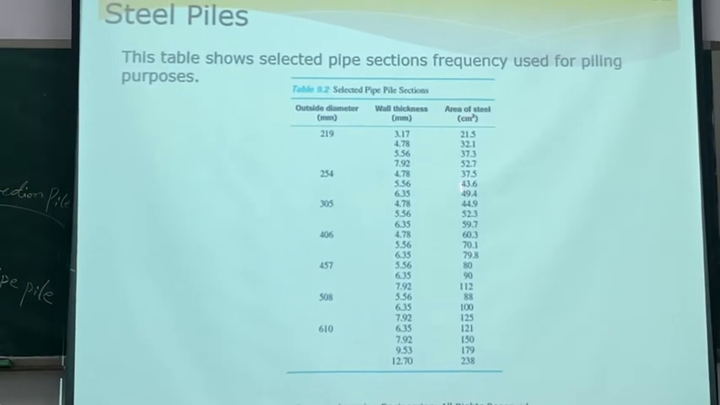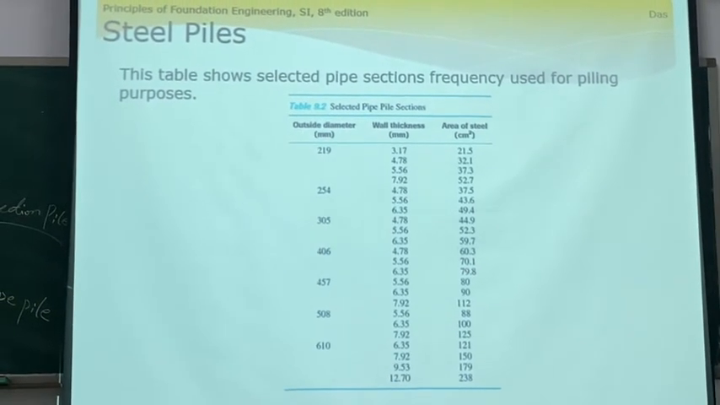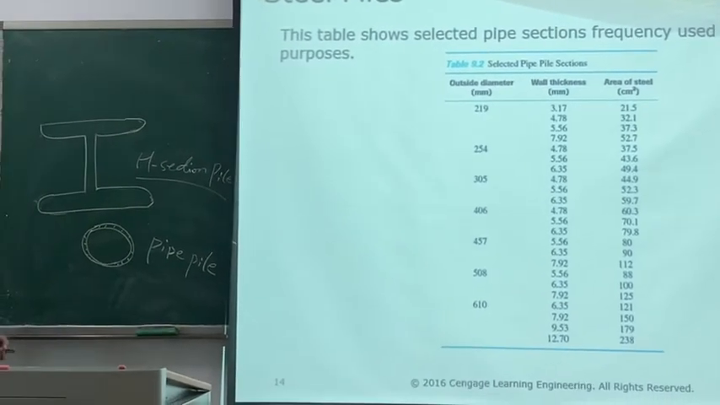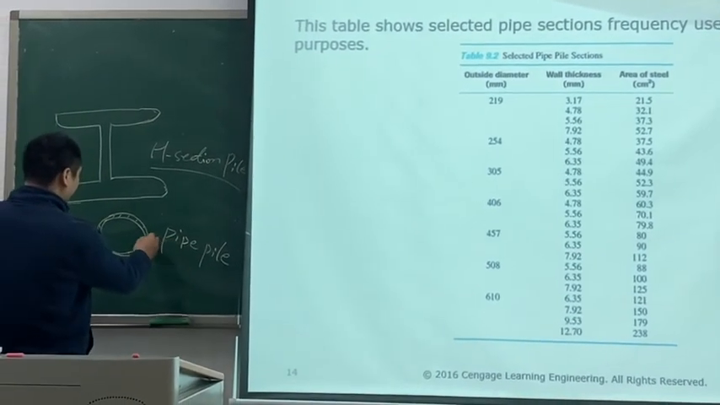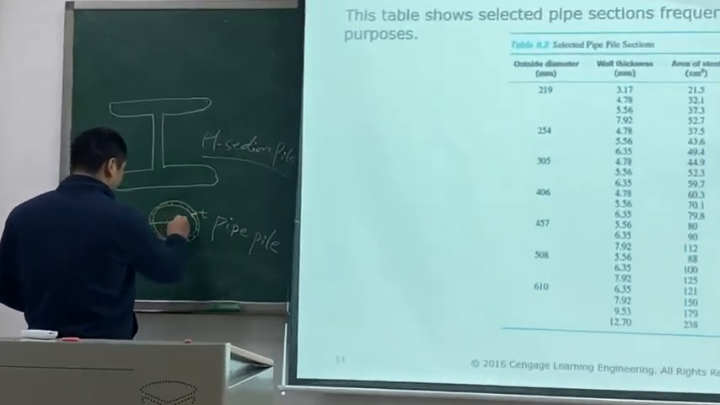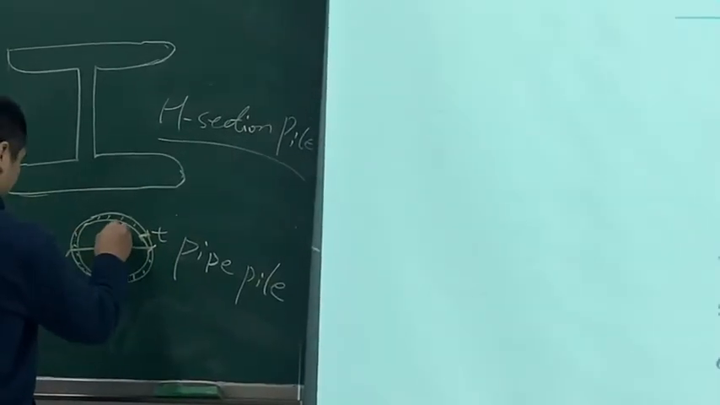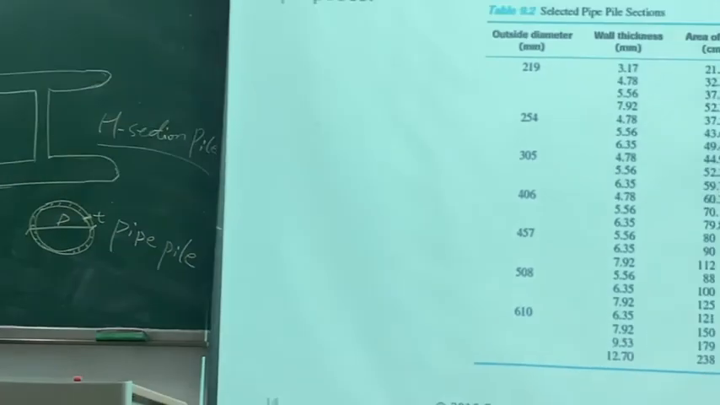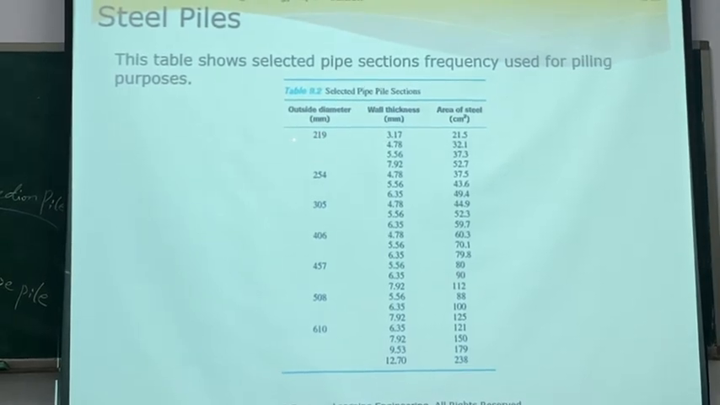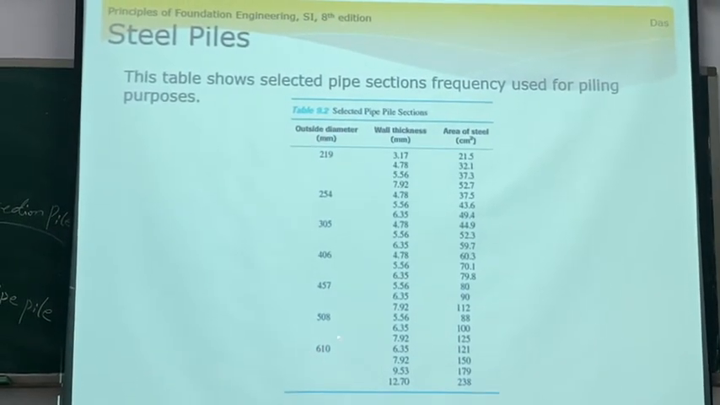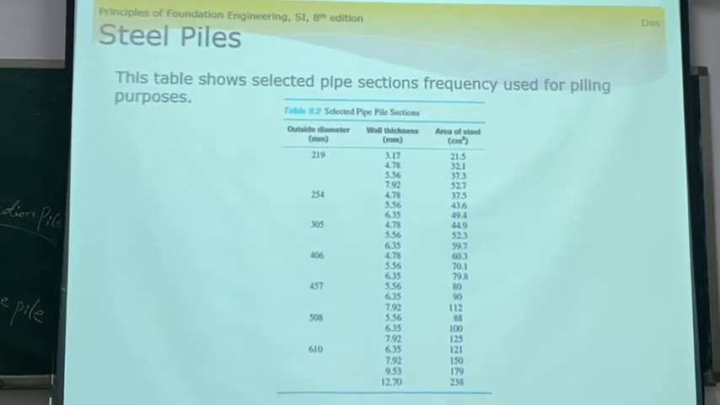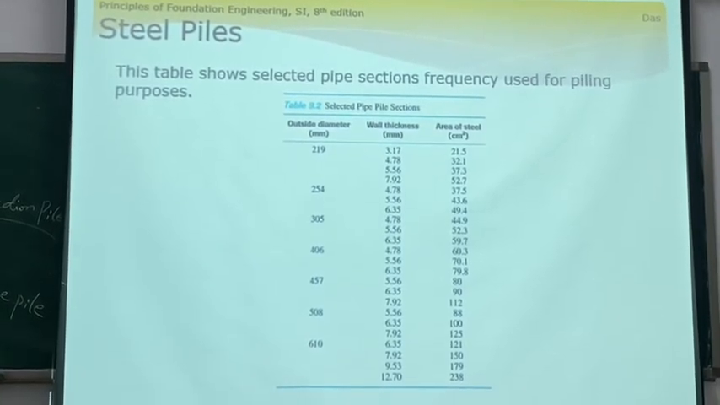Let me show you. The area is spread to the outside. This is the outside diameter. This is the thickness, T. This is the diameter D, outside. And for this outside diameter, the largest we can reach is 610 millimeter.